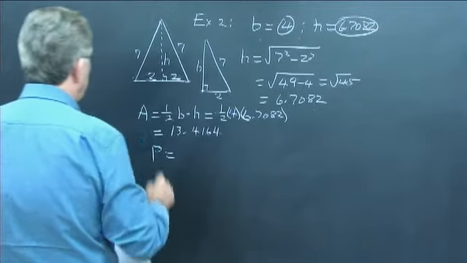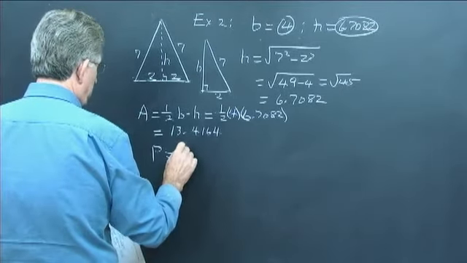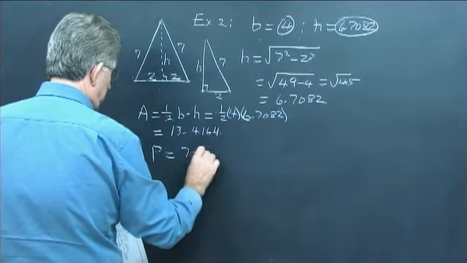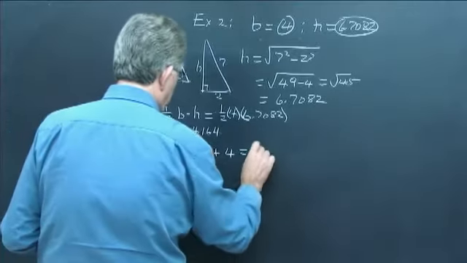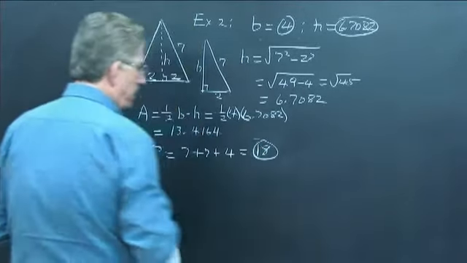Now we're also asked to find the perimeter. The perimeter is simply all 3 sides added together. So that's 7 plus 7 plus 4. And so that would give us a grand total of 18 for the perimeter.